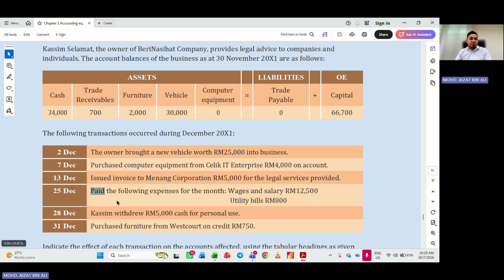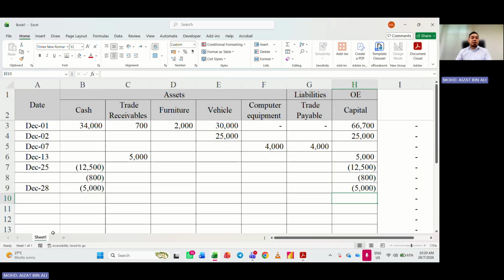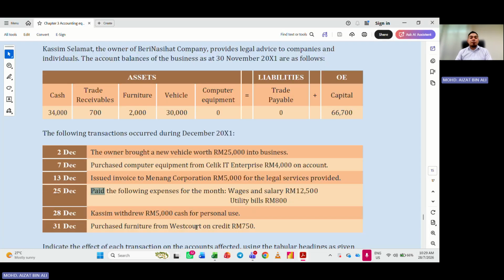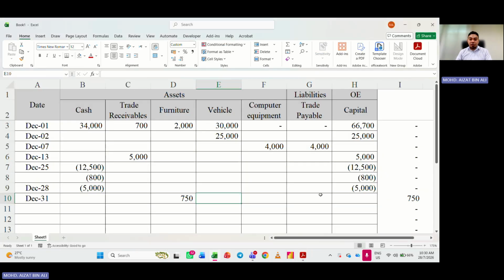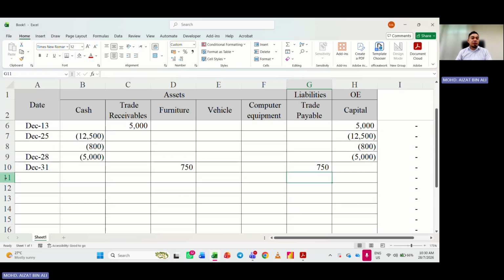So here we are purchasing furniture. What happened to our furniture? Furniture will increase, right? So on 31st December, furniture increased by 750. And then from Westcott on credit, meaning to say we haven't paid Westcott yet. So in this case, Westcott is our trade payable. Trade payable increased by the same amount, 750 ringgit. So that's it for this question.